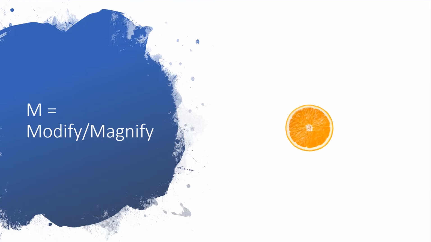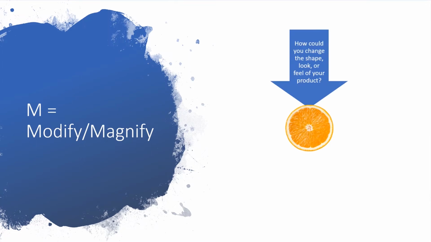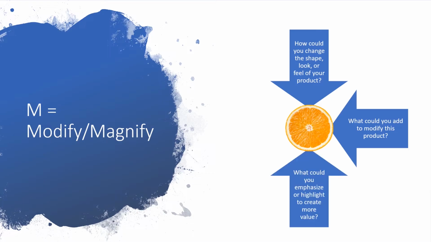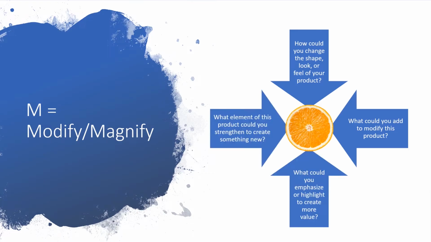The next step of the Scamper model is modify or magnify. In order to address this step of the Scamper model, we need to consider the following questions. How could you change the shape, look, or feel of the product? What could you add to modify this product? What could you emphasize or highlight to create more value? What elements of this product could you strengthen to create something new?